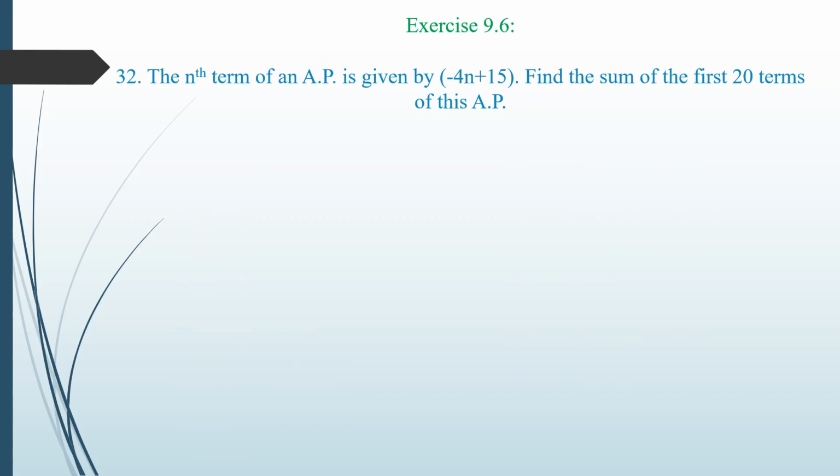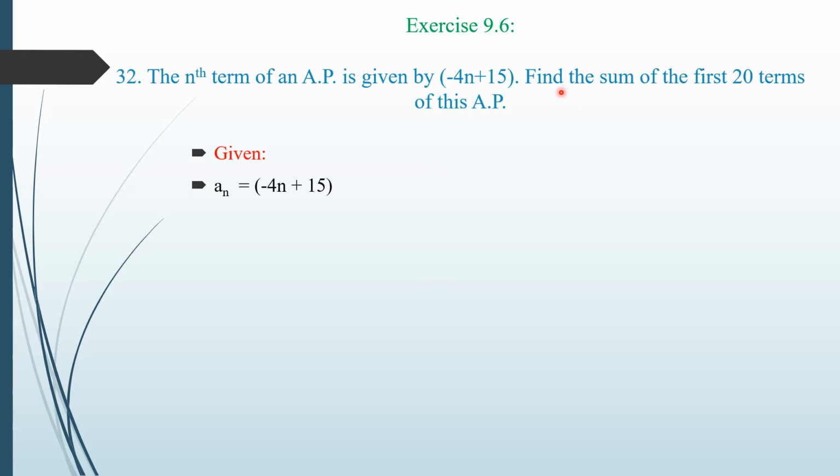Coming to the next question, question number 32, which says the nth term of an AP is given by minus 4n plus 15. Then find the sum of the first 20 terms of this AP. Let us see how we can proceed further. First, we will note down all the given data. Here the nth term of this AP is given, that is an equal to minus 4n plus 15.